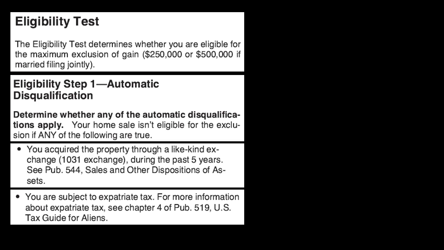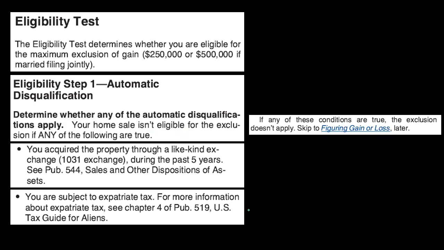You are subject to expatriate tax. For more information about expatriate tax, see Chapter 4 of Publication 519, U.S. Tax Guide for Aliens. And both of these are more unusual types of things to have happen. So a 1031 exchange is not the most typical way that someone would be acquiring or have possession of the home. And this expatriation tax, again, if you're subject to the expatriation tax, you want to go to Publication 519. Not the most common type of thing for most people when they have the home sale. If any of these conditions are true, the exclusion doesn't apply, and you could skip to figuring gain or loss later.